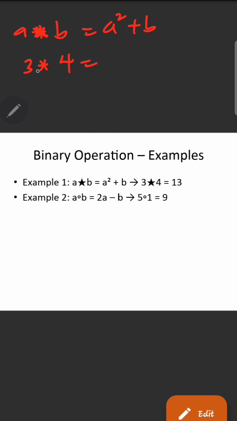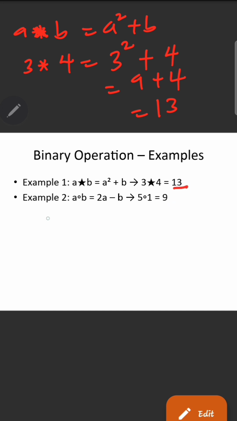That means 3 operation 4. A is representing 3, while B is representing 4. So it gives us what? 3 raised to power 2 plus 4. That is what? 9 plus 4. That is 13. That's how we have 13 here.